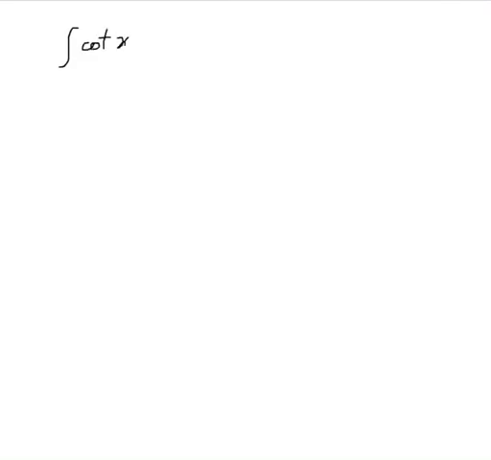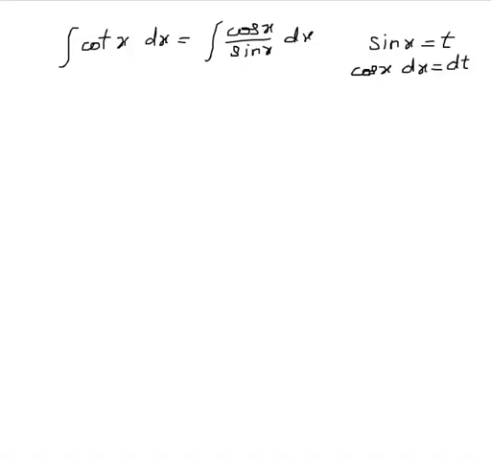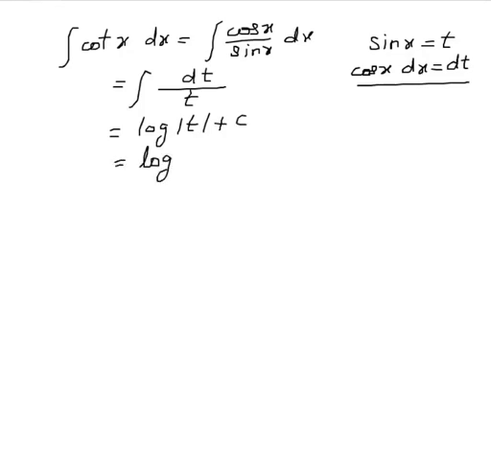Similarly, we can derive the formula for integral of cot x. cot x is cos x divided by sin x. Let us substitute the denominator sin x as t. Differential of sin x is cos x times dx equals dt. The numerator becomes dt. We have this in the numerator divided by t. And integral of 1 by t is log of absolute value of t plus c, the constant of integration. Substitute for t, log of absolute value of sin x plus c.